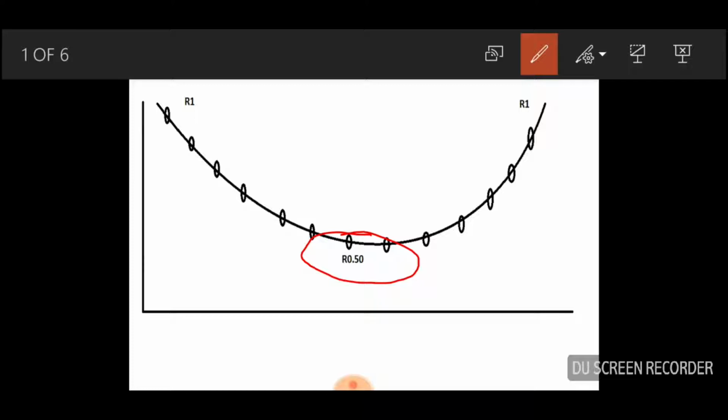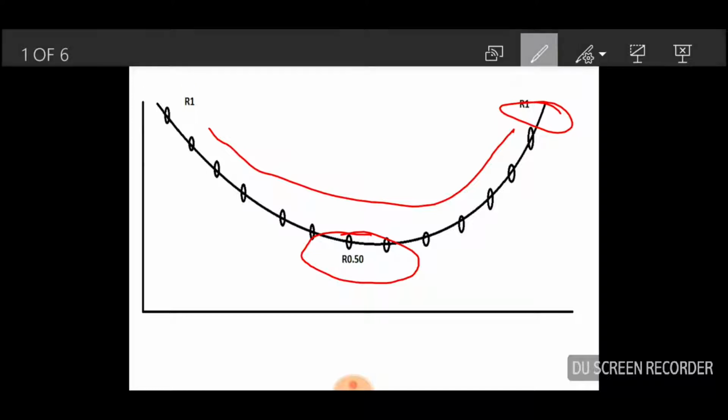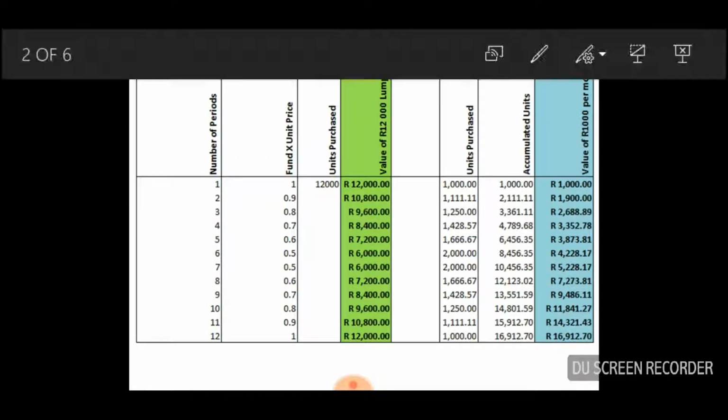So as long as you keep buying through this dip, you'll be fine, because if the markets just pick back up and go back to, let's say, R1 a unit, then at the end of the day, your investment's rand value will even be up quite a bit. So if I can show you an example of this, is when we look at this.